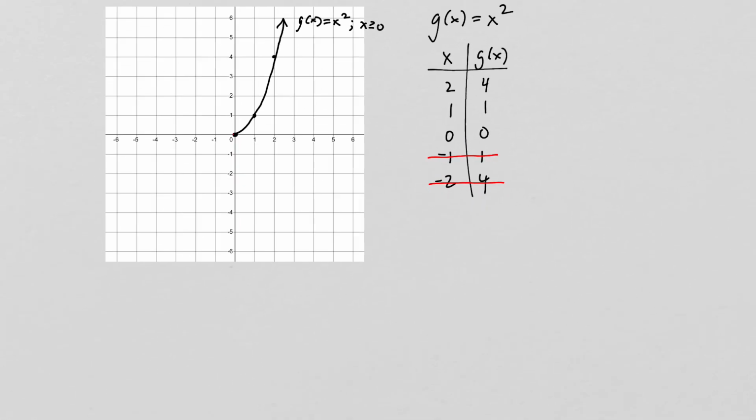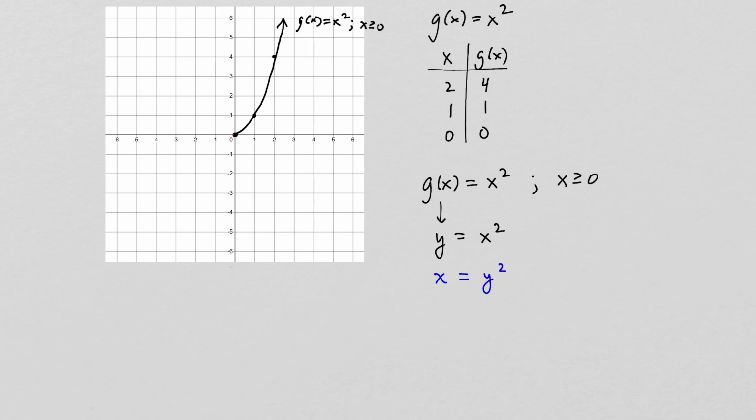So next they want us to find the inverse. So let's go ahead and go through that process. To find the inverse, the first thing we do is we change g of x to be the variable y. So we have y is equal to x squared. Then what we do is we interchange x and y. So y becomes x and x becomes y. And from here, we are now going to solve for y again. To solve for y, we simply take the square root of both sides.